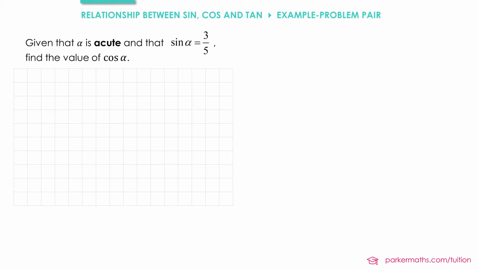Now in some questions, like this one, you could technically do inverse sine of 3/5 and then do cos of the answer, and your calculator would be able to give you the value. But as you'll see in some later examples, that won't always work. So we're going to start by drawing a right-angled triangle.